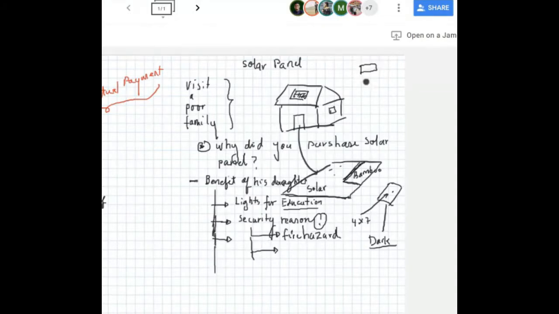This is one house. This is the third house. This is this house. And if you want to see the father's house, it looks like this.